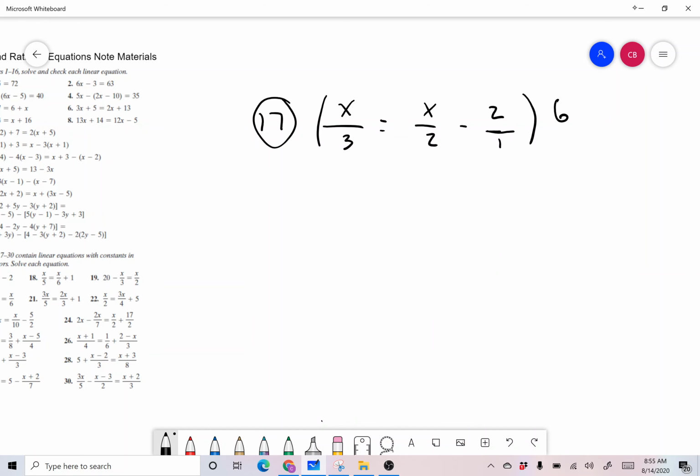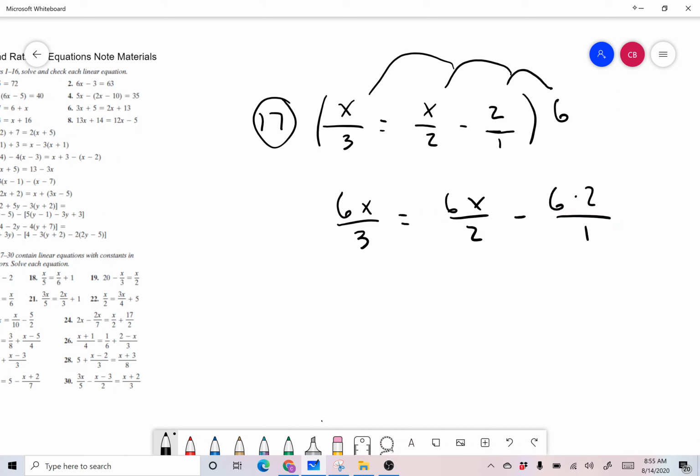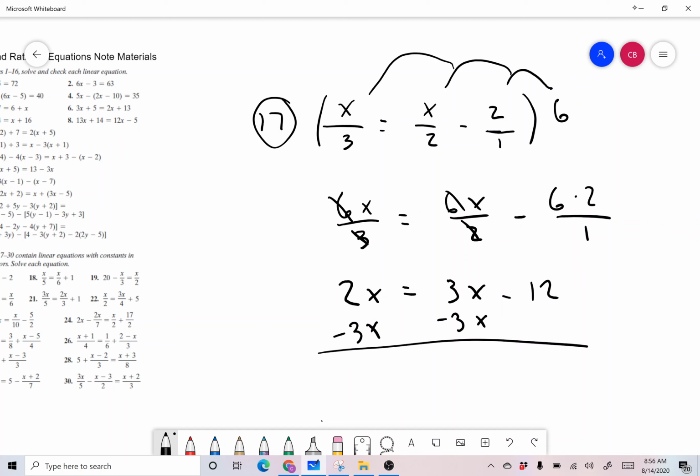So we're going to multiply everything by 6. So we're going to distribute that to this, this, and that. So this is 6x over 3 is equal to 6x over 2 minus 6 times 2 over 1. So 6 divided by 3 is 2x is equal to 6 divided by 2 is 3x minus 6 times 2 is 12. We subtract 3x. Negative x is equal to -12. And so x is equal to 12. So it's very simple, very quick.